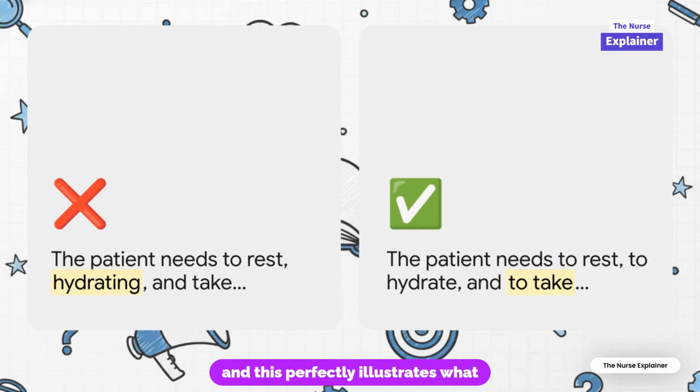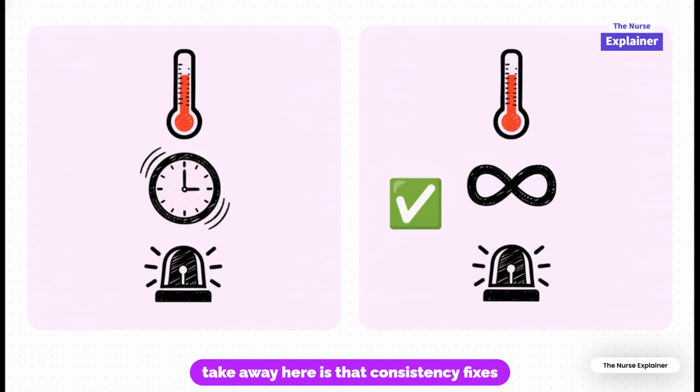And this perfectly illustrates what happens when we mix up verbs. Listen to this. The patient needs to rest, hydrating, and take their medication. We've got an infinitive, a gerund, and a base verb all fighting for attention. It's a total grammatical traffic jam. The correct version? The patient needs to rest, to hydrate, and to take their medication. By aligning them all as infinitives, the sentence instantly becomes more rhythmic and so much more authoritative. The absolutely crucial takeaway here is that consistency fixes confusion.